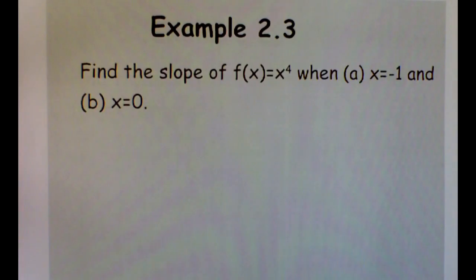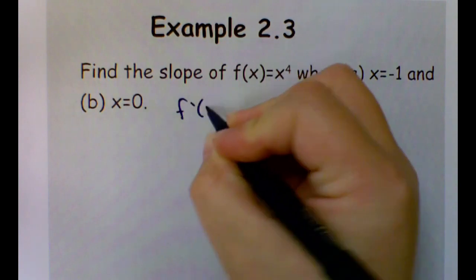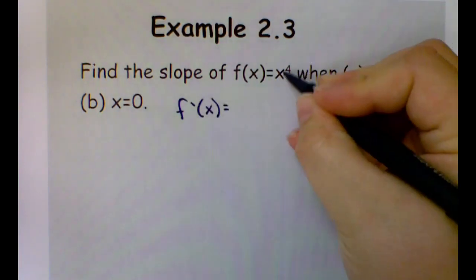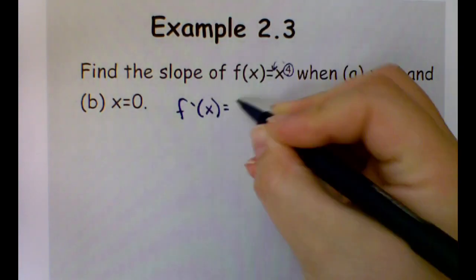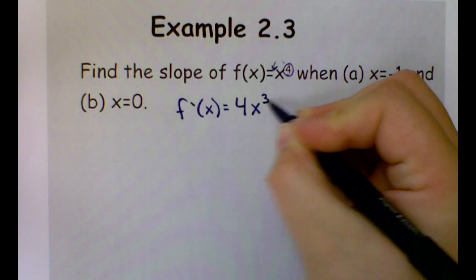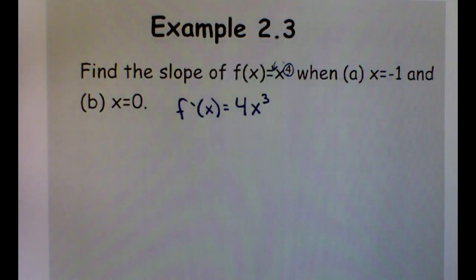So let's find the slope of f of x equals x to the 4th power when x is negative 1 and when x is 0. First thing I would do is find the derivative, because the derivative gives us the slope. So let's find f prime of x. Well, I can use the power rule to take my power out front and subtract 1 from the exponent. The derivative is 4x cubed.